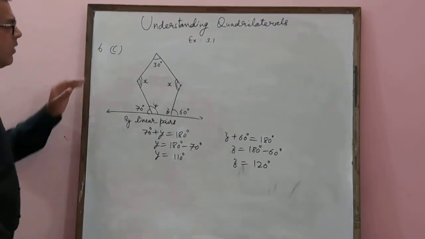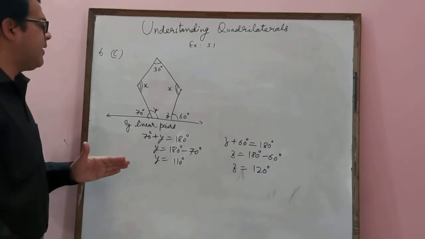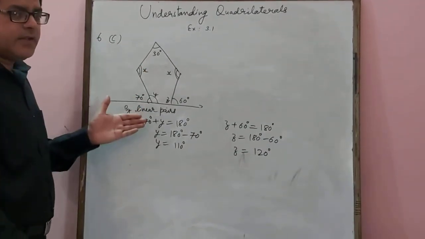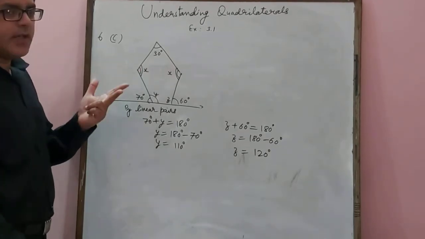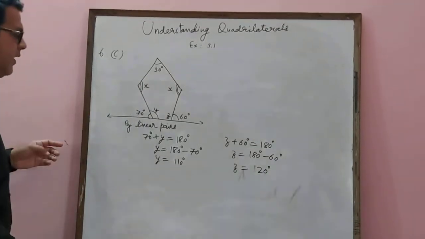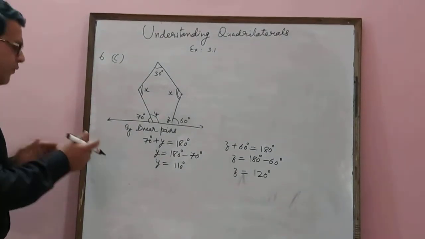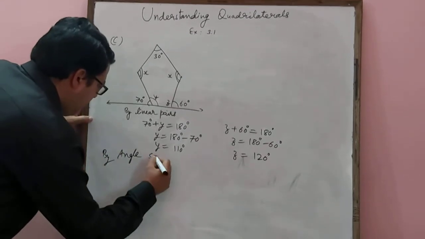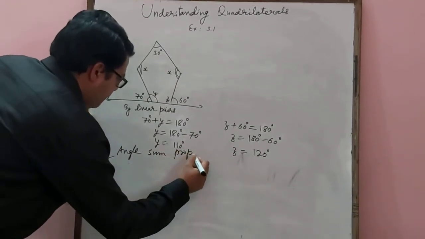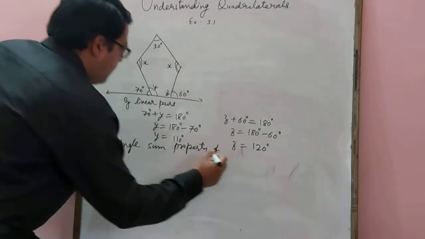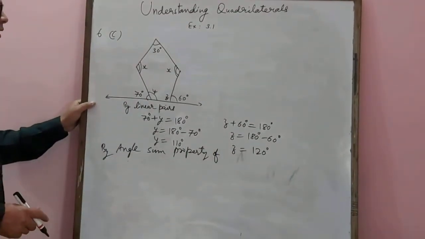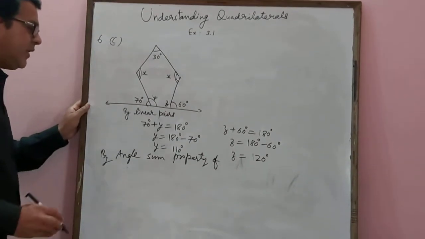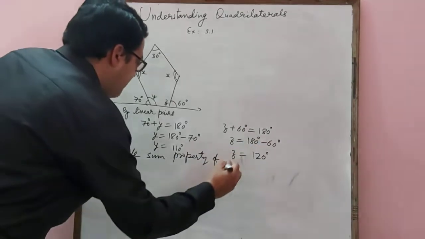Now, out of 5 angles, we have 3 angles and it's given there that 2 angles are the same. So, we can easily use here the angle sum property. So, by angle sum property of quadrilateral. So, sorry, this is not a quadrilateral. There are 5 angles or 5 sides. So, this is a pentagon.